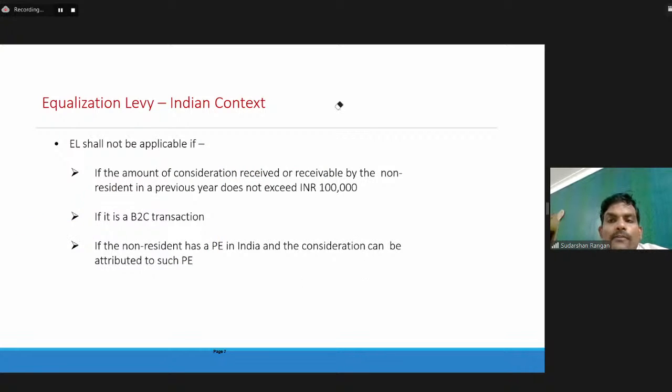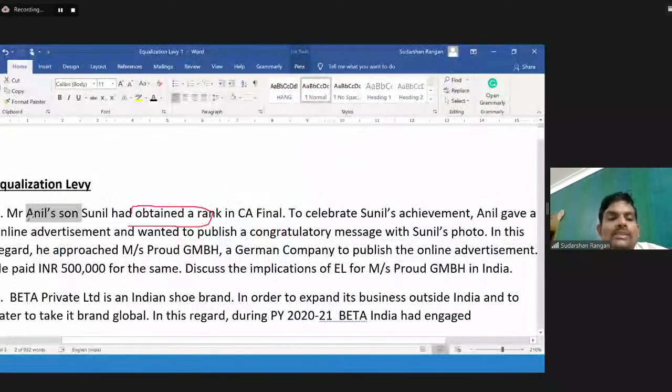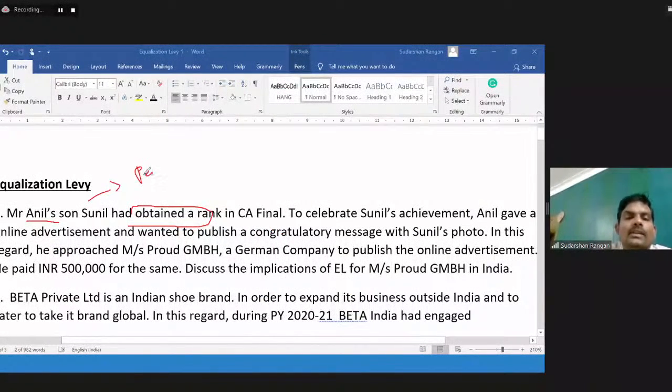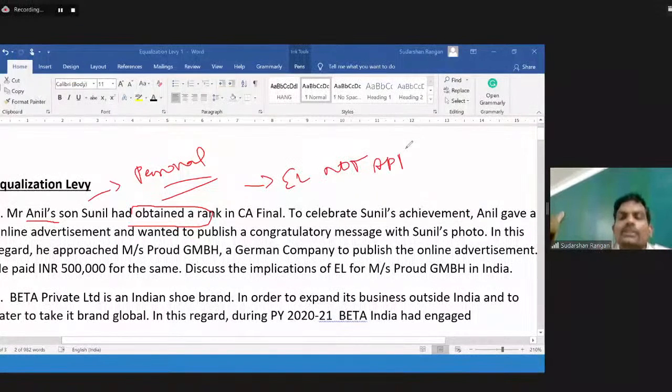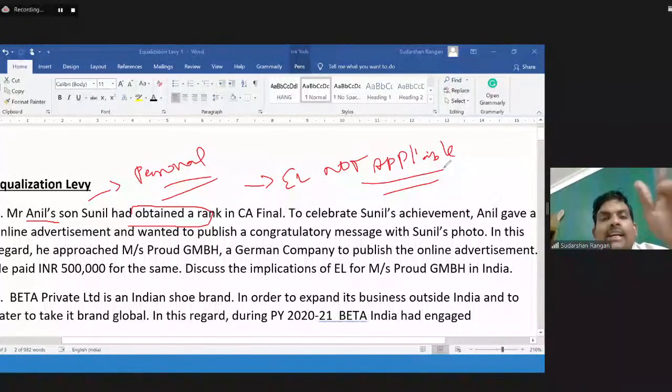It is not applicable for B2C transactions. That is, here it is only a customer and he is not doing any business. So since Anil is not doing any business and this is for his personal purposes, there is no business, this is only personal. Therefore, equalization levy is not applicable. So this is one scenario. Again, it makes it very clear they are targeting only where you try to exploit businesses.